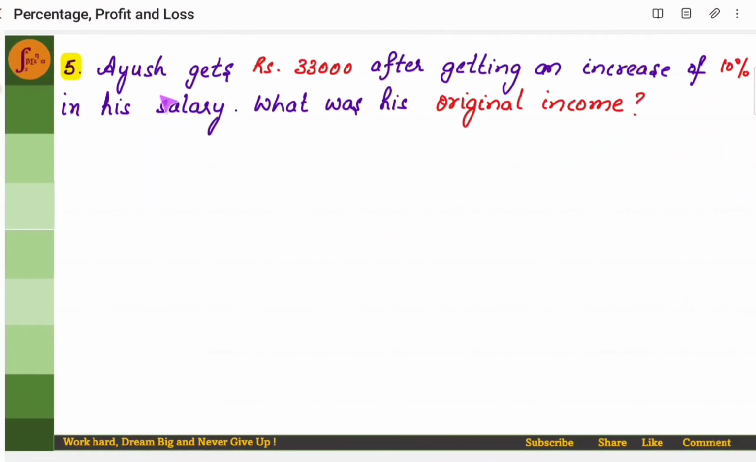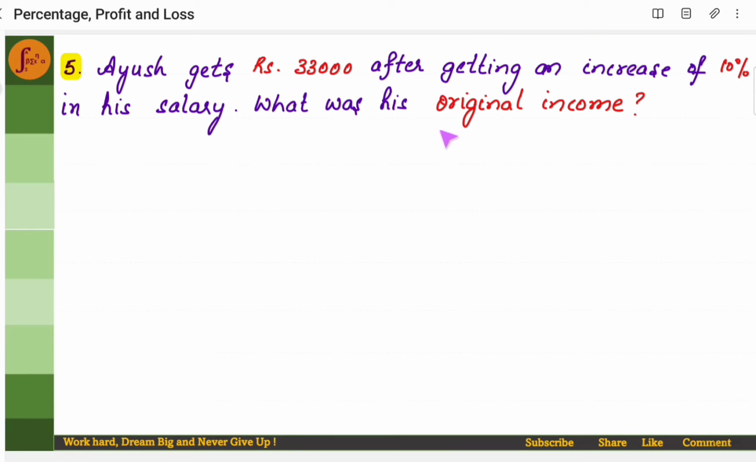Let's go through this problem. In this problem, Ayush gets 33,000 after getting an increase of 10% in his salary. What was his original income? Now, here Ayush has an original income. On that income, he gets 10% increment, right? And once he gets that 10% increment, his salary will become 33,000 rupees.